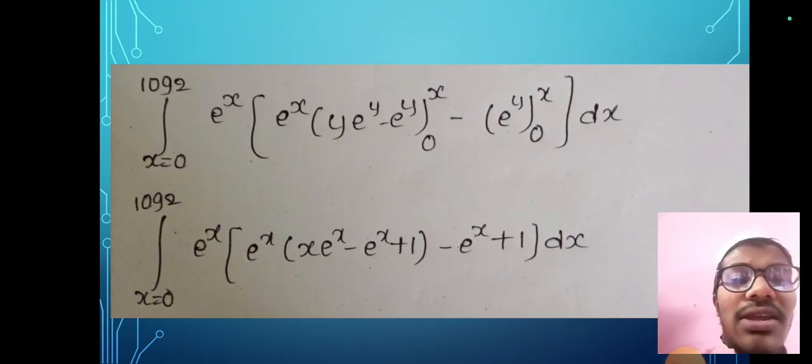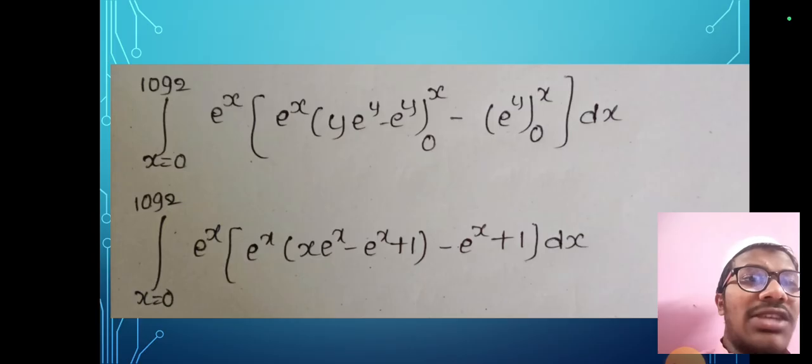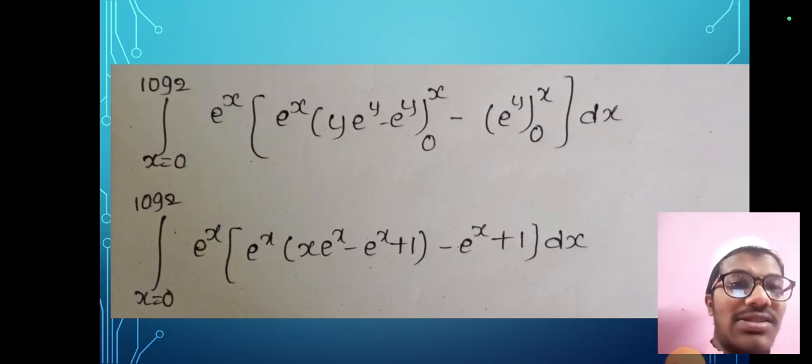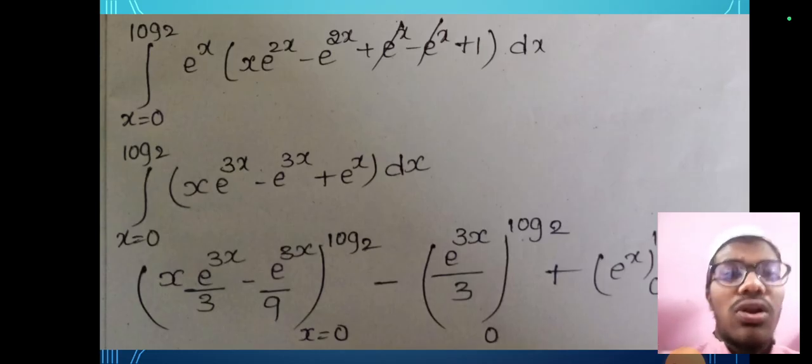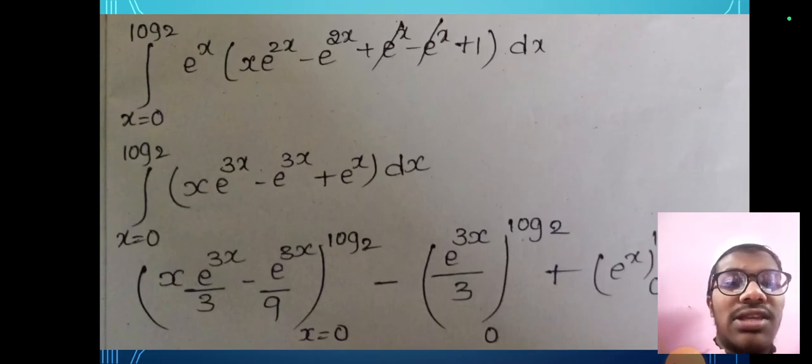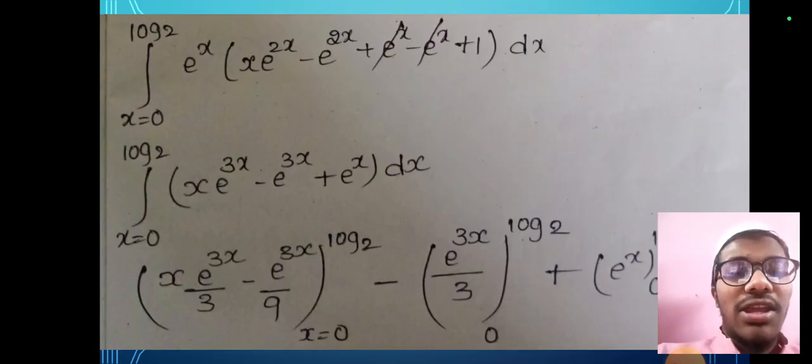And finally we get integral x equal to 0 to log 2, e power x into e power x, y e power y minus e power y, limits 0 to x, minus e power y, 0 to x, dx. Integral x equal to 0 to log 2, e power x into x e power x minus e power x plus 1 minus e power x plus 1 dx. And we get integral x equal to 0 to log 2, x e power 3x minus e power 3x plus e power x dx.